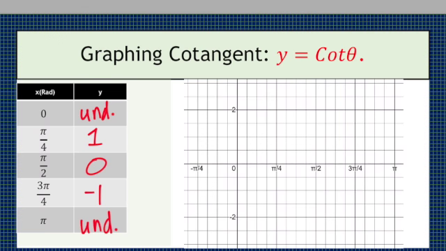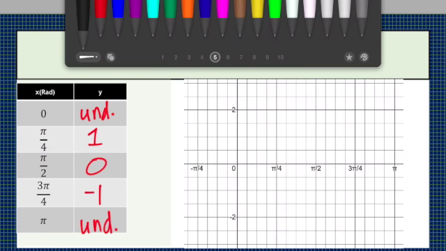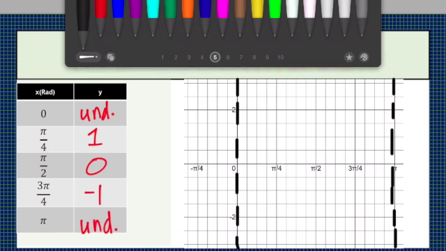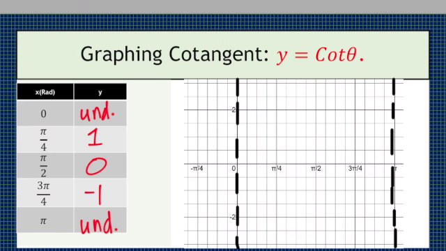Okay, so let's go ahead and graph this out. With cotangent, we know we're going to have undefined at 0, and we know we're going to have undefined at pi. And all we need to do is just plot our points. At pi over 4, we get the value of 1. At pi over 2 we get 0. And at 3 pi over 4 we get negative 1.